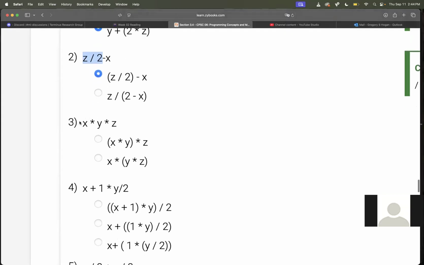Okay. Now what about this? x times y times z. We're multiplying them and we're multiplying them. So what happens first? Well, when you have things that are equal priority, then generally you just assume that they happen left to right. So this multiplication will happen first, and this will be the right answer.